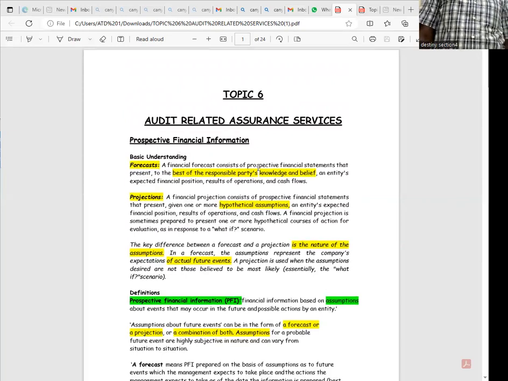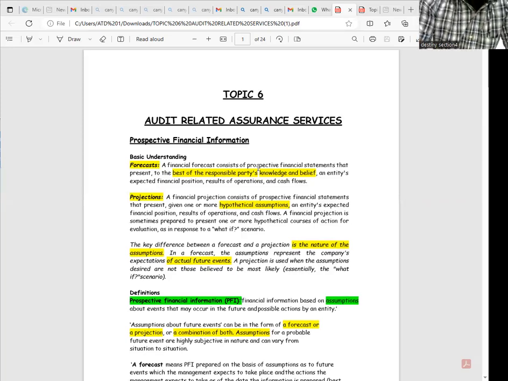So one is the forecast. A financial forecast consists of prospective financial statements that present, to the best of the responsible parties' knowledge and belief, an entity's expected financial position, results of operations, and cash flows. The next term is a projection. A financial projection consists of prospective financial statements that present, given one or more hypothetical assumptions, an entity's expected financial position, results of the operations, and the cash flows. A financial projection is sometimes prepared to present one or more hypothetical courses of action for evaluation, as in response to a what if scenario.